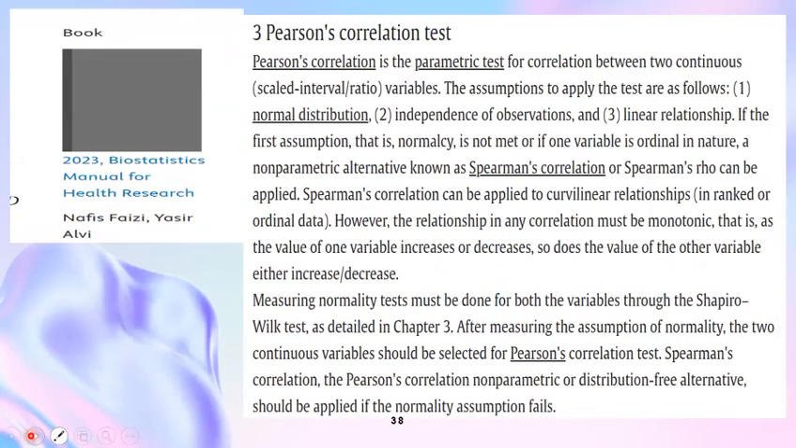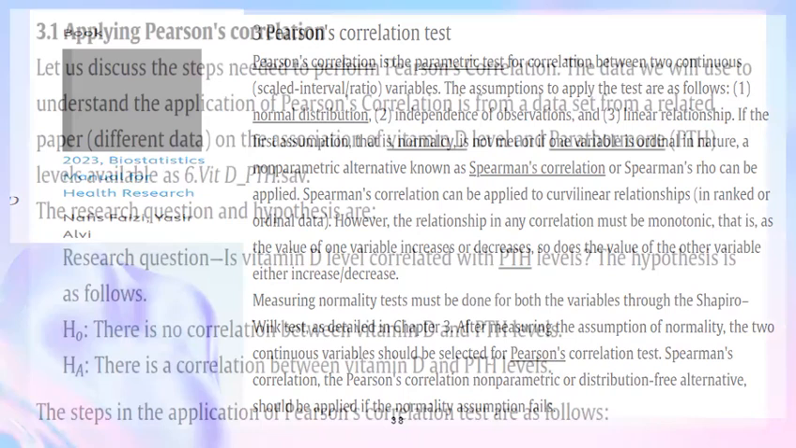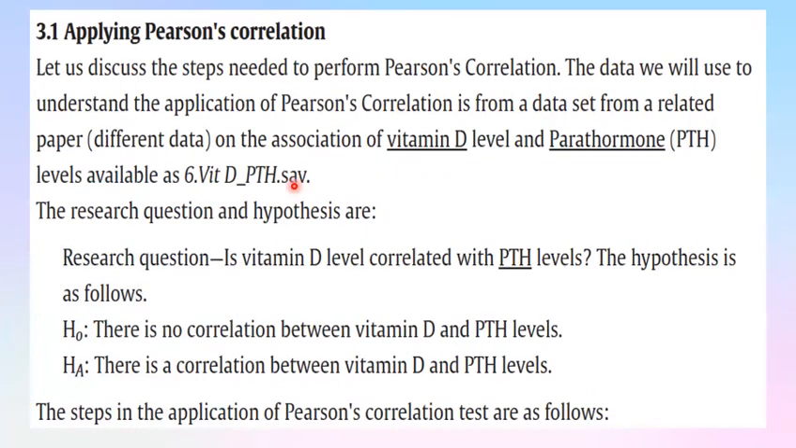This is the Pearson's correlation test. How are we going to interpret it? This is from the Biostatistics Manual for Health Research. Spearman's correlation or Spearman's rho can also be applied as an alternative for non-parametric data. The normality test, through the Shapiro-Wilk test, and the Pearson correlation test, are we going to calculate them through SPSS and apply them? This is an example quoted here.